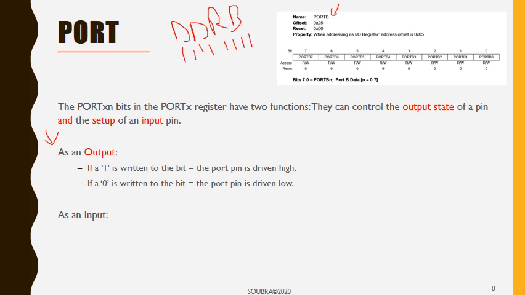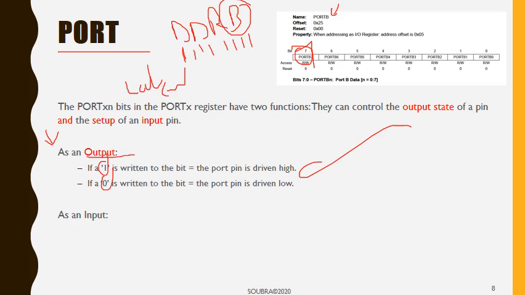So if I want to drive some output module, all I have to do is either write a 1 or a 0. So imagine that I have an LED connected to my pin here, right? So if I want to turn on the LED, all I need to do is write 1 here. If I want to turn it off, all I need to do is write 0. So this is when I've configured my B port as an output port.